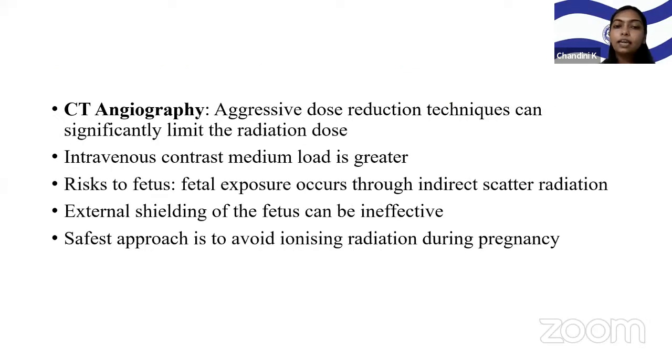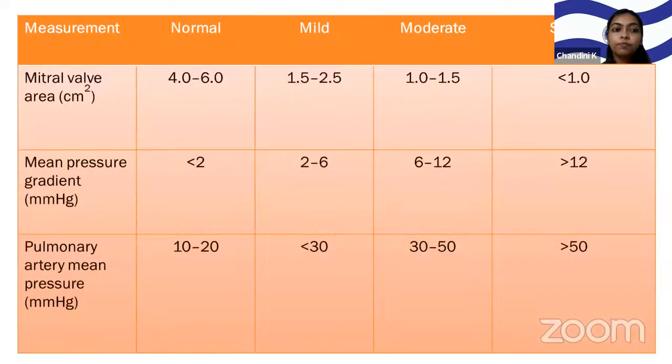CT angio has high radiation doses and hence is not done in the initial trimesters. The intravenous contrast medium load is greater, and the fetal exposure, even though external shielding is done, can be ineffective because indirect scatter of radiation can occur, still causing ionizing radiation injury. The safest approach is to avoid ionizing radiation during pregnancy.